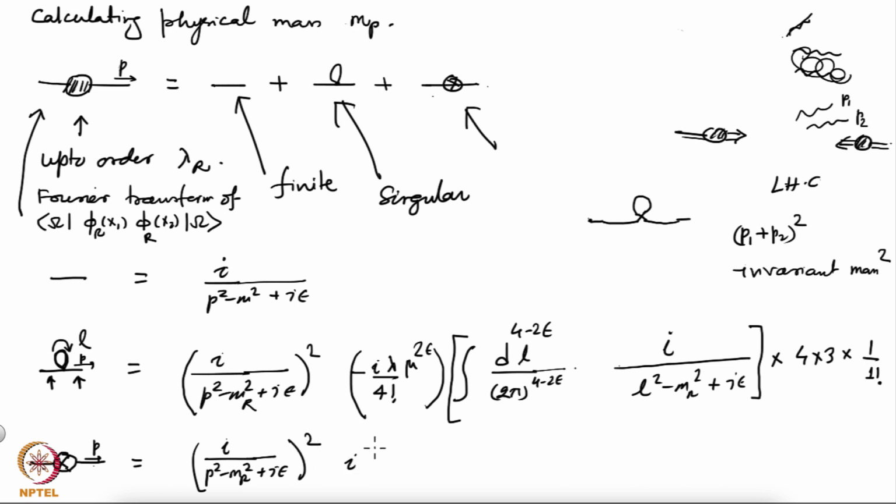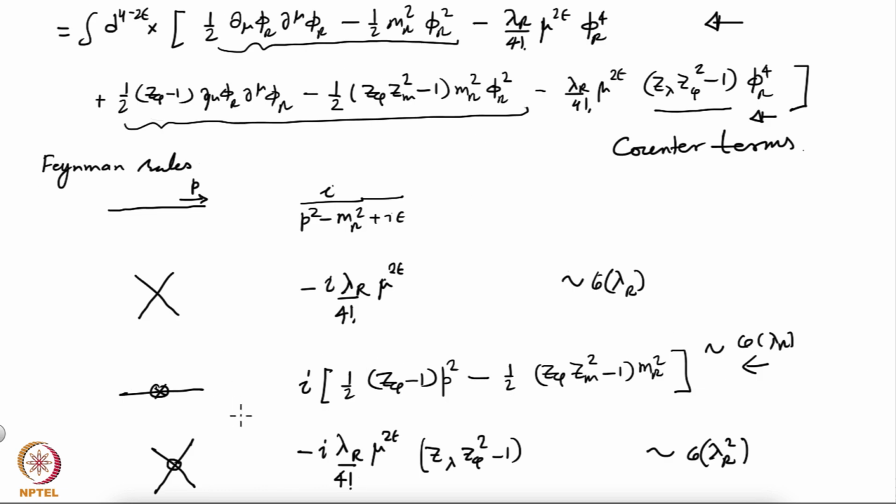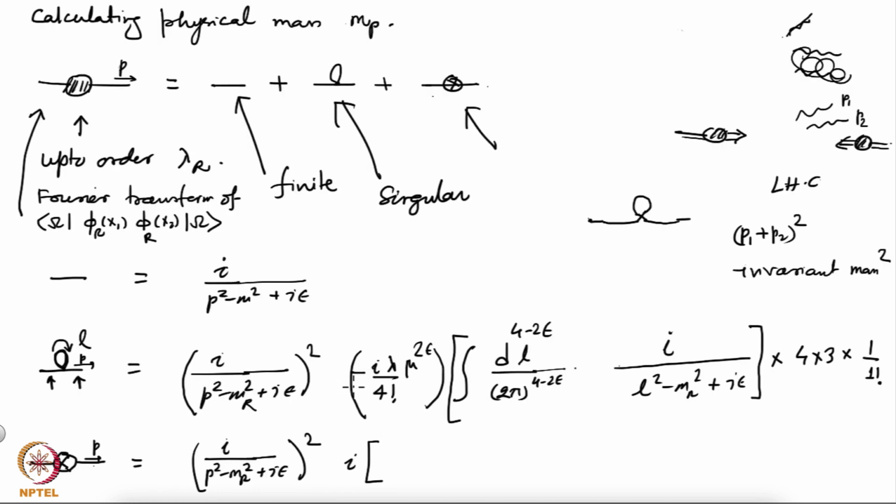I'm writing this vertex here, this one: i times half (Z_phi minus 1) p squared, where p squared is the square of this momentum, minus half (Z_phi Z_m squared minus 1) m_r squared. Okay, now I should find out the combinatoric factor.